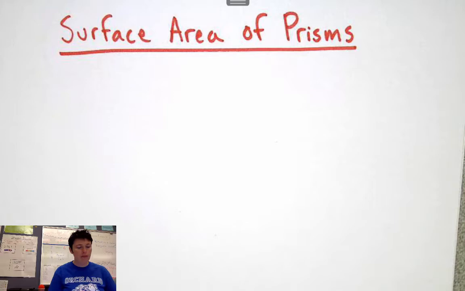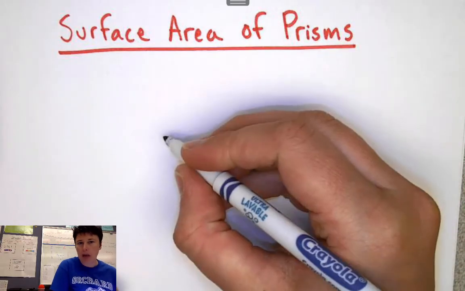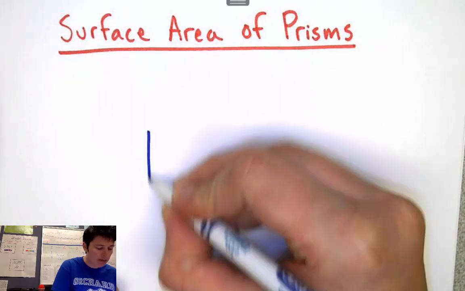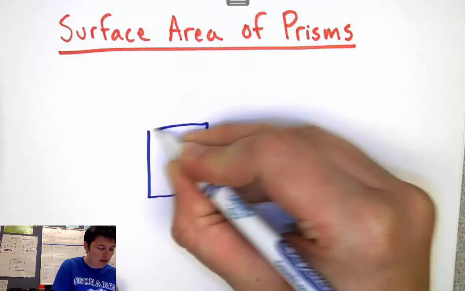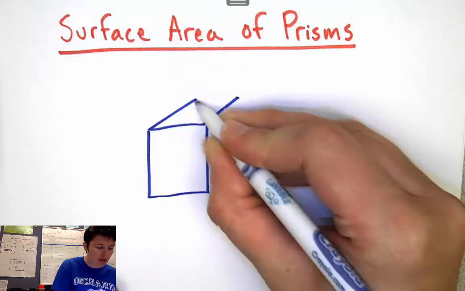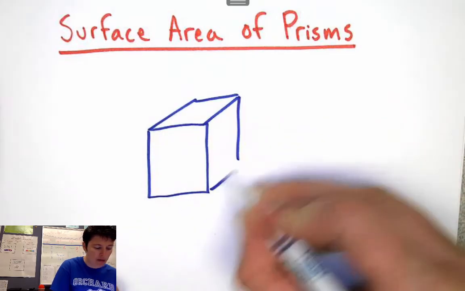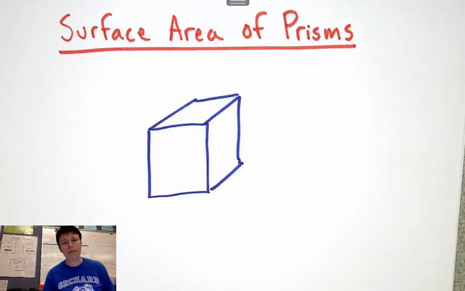So imagine we have kind of like a box. So I'm going to draw my best three-dimensional box. Now, I don't know what your 3D drawing skills are like, but mine are so-so. So there's my 3D box. There's my box.